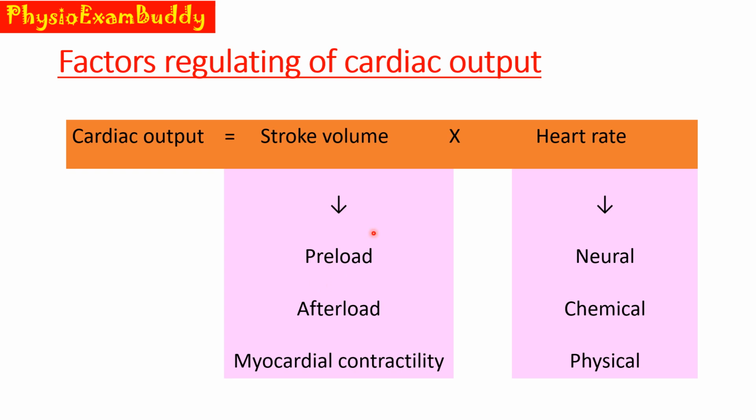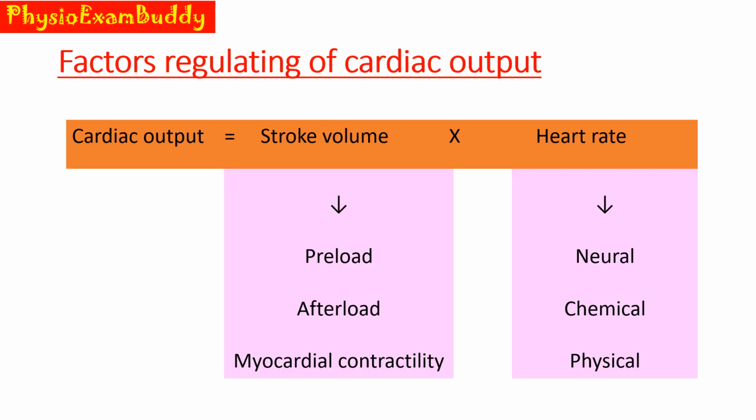So we have finished with the factors affecting the stroke volume, and we have seen how to explain them under three headings, that is preload, afterload and myocardial contractility. Now we will see what are the factors affecting heart rate.